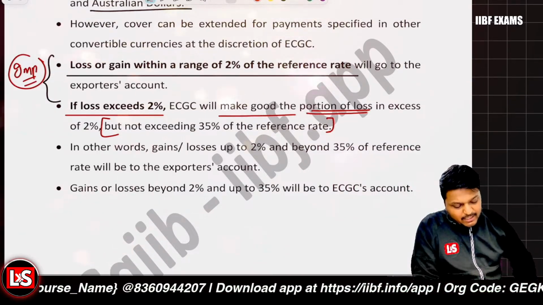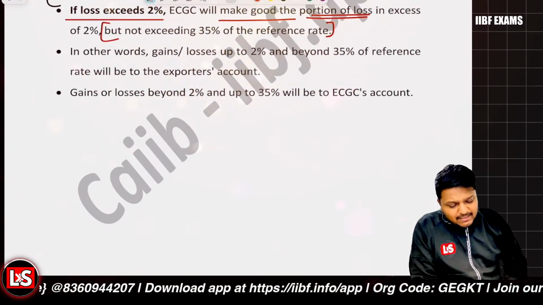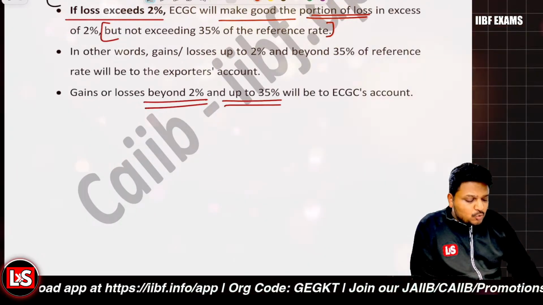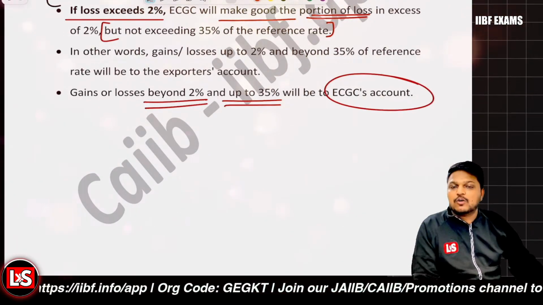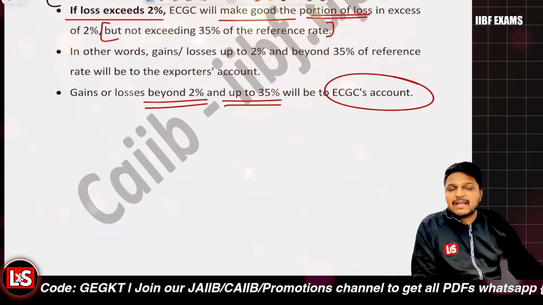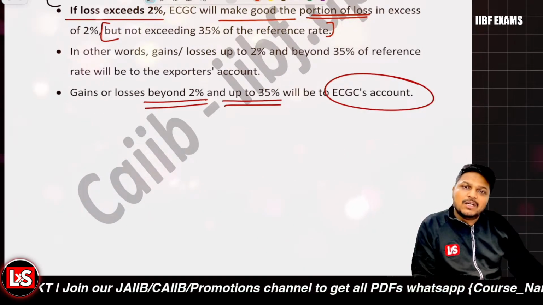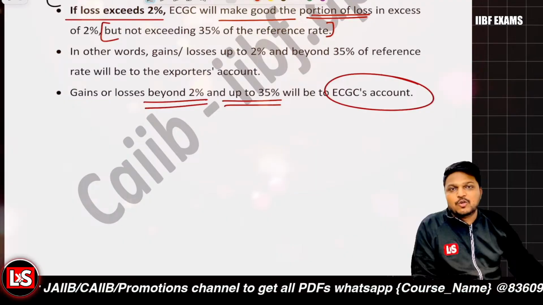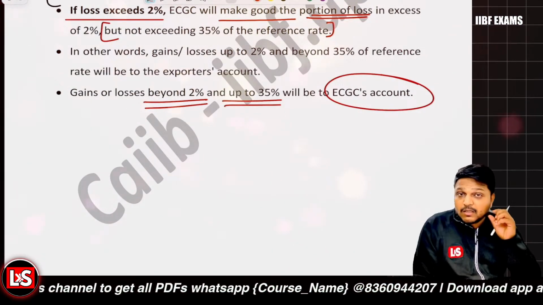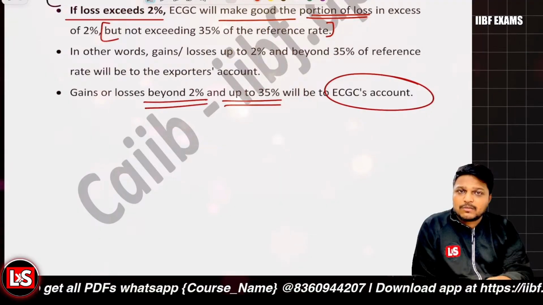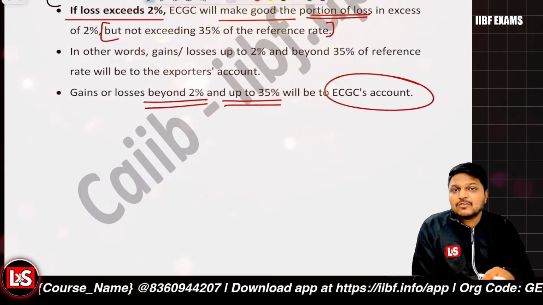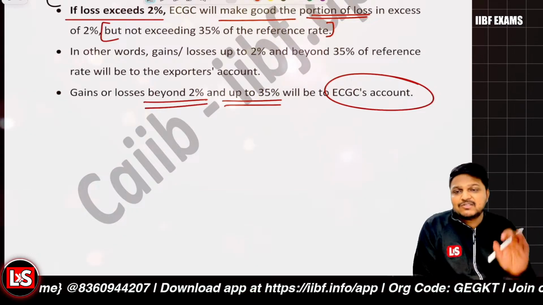So that's about it. And also, if the gains are beyond 2% or up to 35%, those will also go to the ECGC account. So if there is any benefit, that will also go to the ECGC. It's not that the benefit goes to the exporter and the losses are taken care of by the ECGC. Up to 2%, the gain or loss will be with the exporter, but beyond 2% up to 35%, the gain or loss will go to the ECGC account.